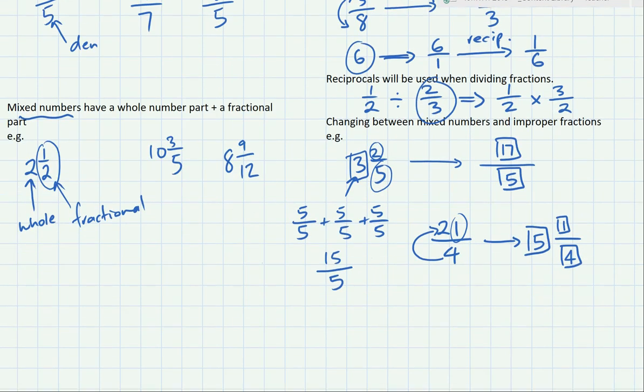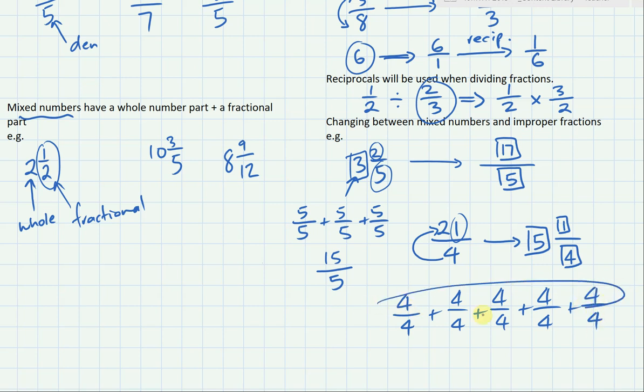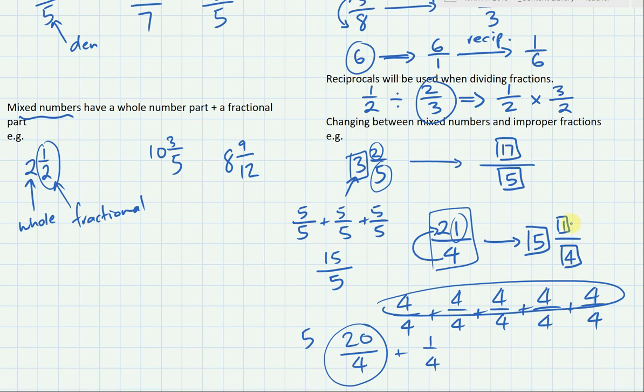so 5 1/4. The way we look at that is if we've got 21 quarters, that's the same as 4 quarters plus 4 quarters plus 4 quarters plus 4 quarters plus another 4 quarters. So that's altogether 20 quarters, but we're looking at 21 quarters, so we've got 1 quarter left. So we know that that 20 quarters is the same as 5 wholes. So that's where the 5 comes from, and then plus that 1 quarter there.